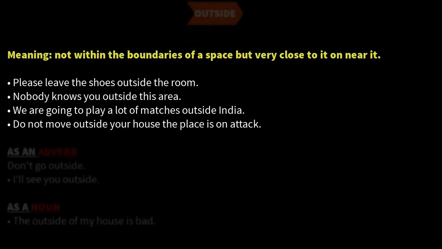Outside. It means not within the boundaries of a space but very close to it or near that space. Let me show you some examples. Please leave the shoes outside the room, outside the boundaries of the room. Alright? But very close to it. It's not like you are going to walk 10 miles to leave your shoes. You gotta leave it right outside the room, okay? Nobody knows you outside this area, anywhere except this area.